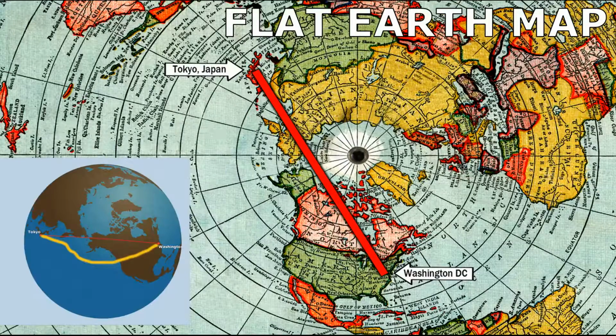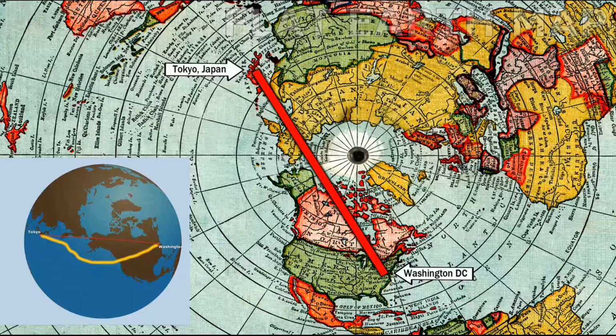Alright, this is the correct flight route according to the flat Earth map. It's a straight line from point A to point B. That would make sense. An airline is not in the business of wasting time and fuel by flying around doing routes like this one here, the yellow one. So this is not economical for the airline. It takes more time, more fuel. So what's going on here, Globe Believers?